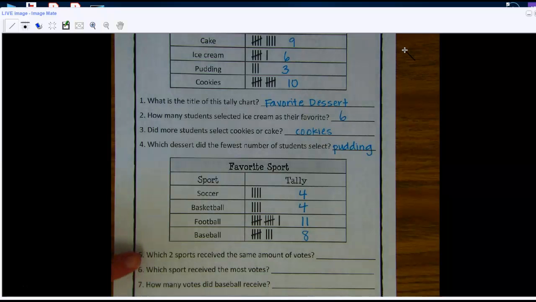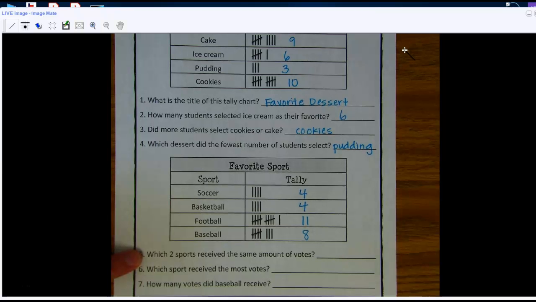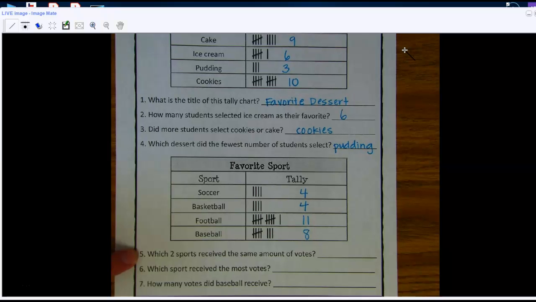Okay, which 2 sports received the same amount of votes? Write both of them here. If you have to write kind of one on top and one on bottom, you can. Which 2 sports had the same amount of votes? Number 5, which 2 sports received the same amount of votes? Write the names of both of them. You have to write small there. Which 2 sports got the same votes?